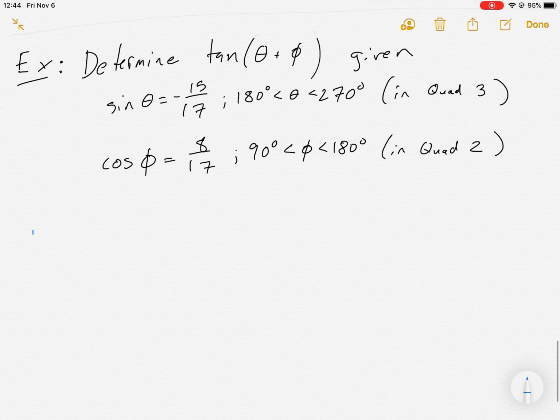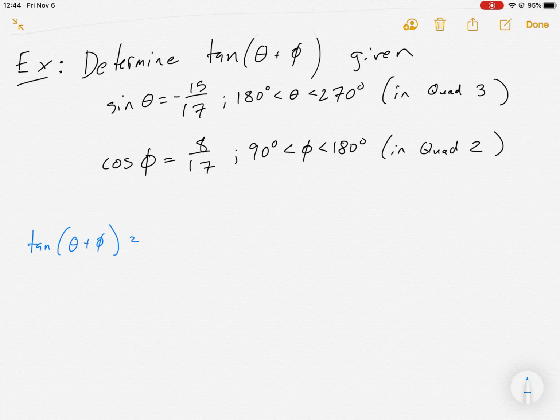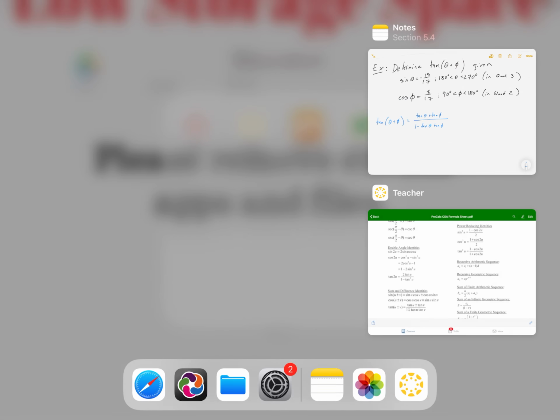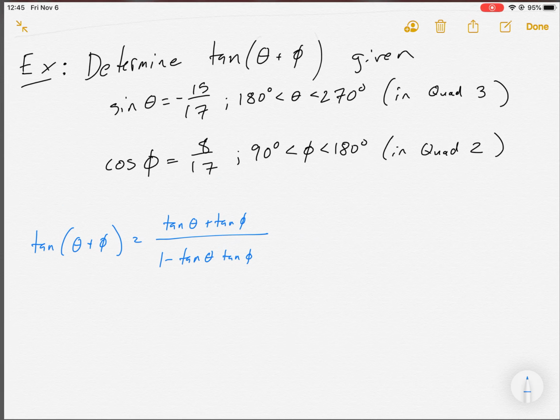Let's start off this problem by reminding ourselves what the formula is. This is good practice on a test, is to start off by writing down the formula. So we have, at the very bottom left there, we have our tangent formula, tan plus tangent, and then 1 minus tangent times tangent. Just double check I did that correctly. Looks good. Okay.